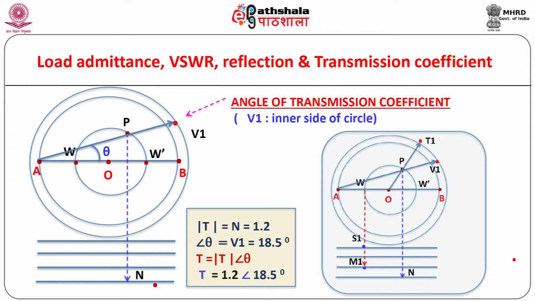Step number 7. Transmission coefficient. From point P, draw a line perpendicular to AOB. Step number 8. Note the reading at the point N where this perpendicular line intersects the horizontal scale meant to measure the transmission coefficient on the last, that is fourth horizontal scale marked with transmission coefficient E or I. Step number 9. Extend the line AP to meet the circular scale marked in degrees to measure the angle of transmission coefficient at point V1. The reading at point V1 represents the angle of transmission coefficient.